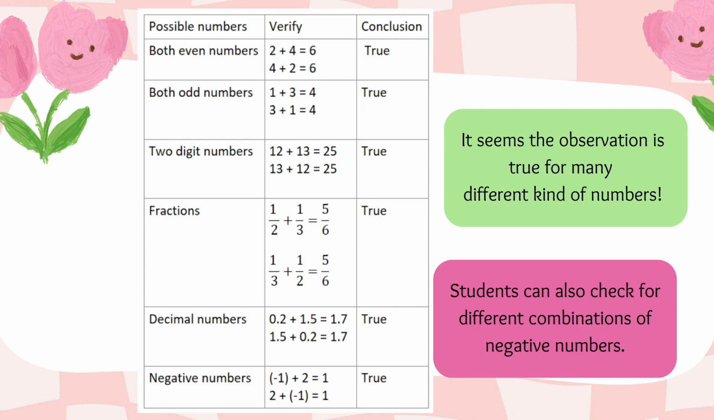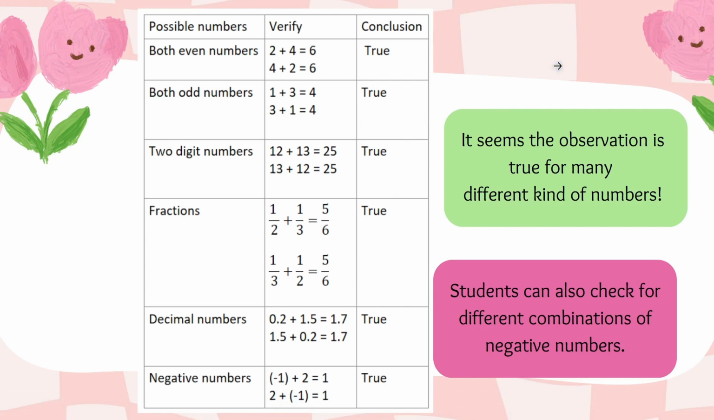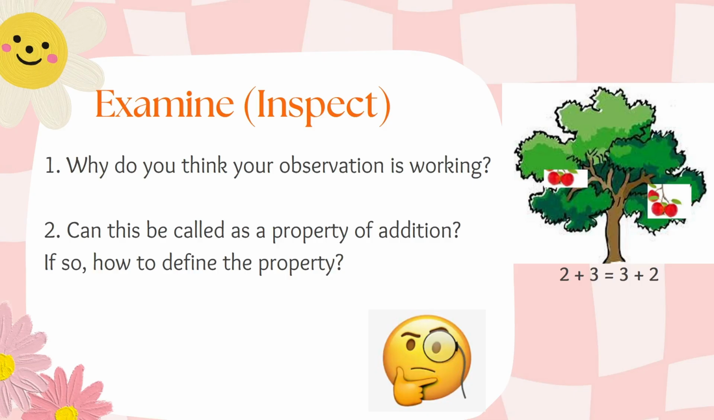Yes, as you could see in this table, the mathematical recording tool, it is true for all the cases. And for those children who are inquisitive, you can also check different combinations of negative numbers, right? This leads you to understand that this kind of observation can hold true universally for all numbers. So after doing this, you can actually start the inspection.